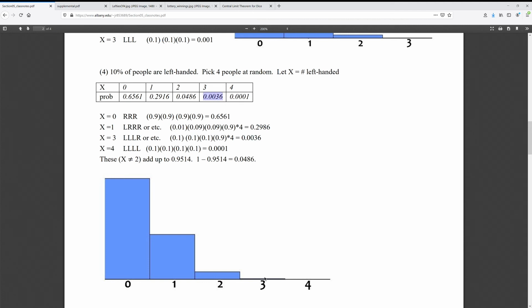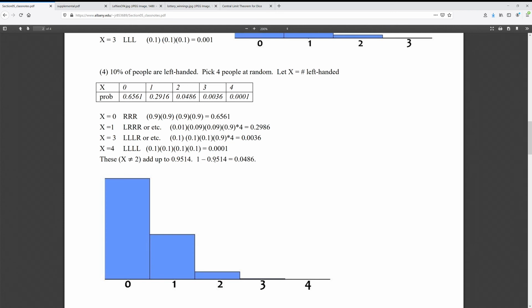Now, as invisible as the 0.0036 is, bear in mind this one is 36 times less high. So very right skewed. If you pick 4 people, you're far more likely to get 0 or 1 left-handed people, and it's comparatively unlikely that you're going to get 2 or 3 or 4, right? Oh, by the way, the 2 we figure out by the process of elimination here, right? Because it's starting to get complicated.